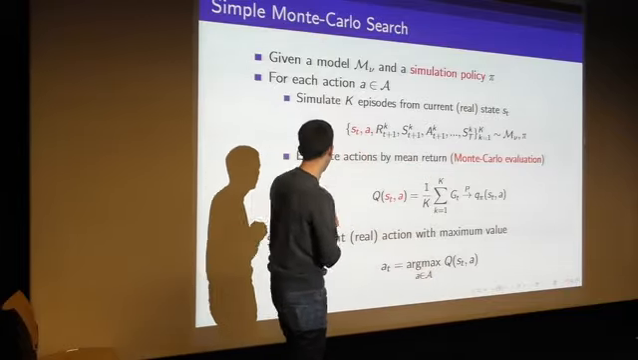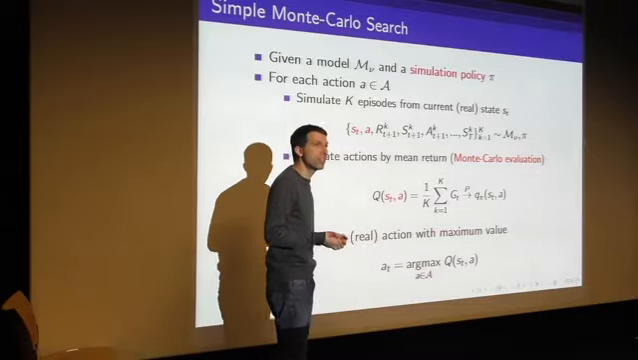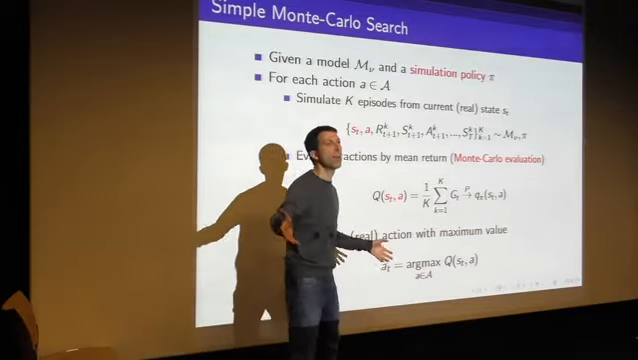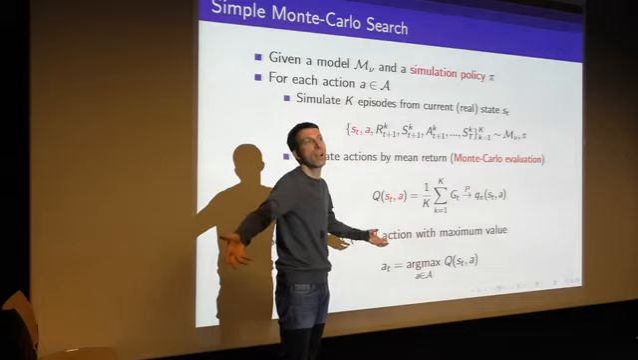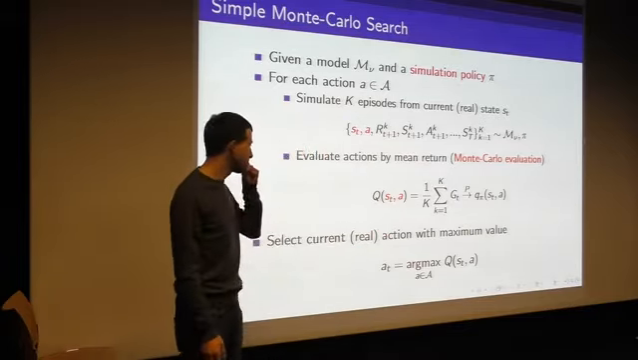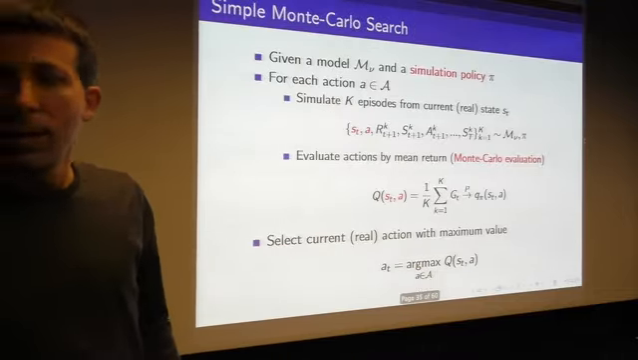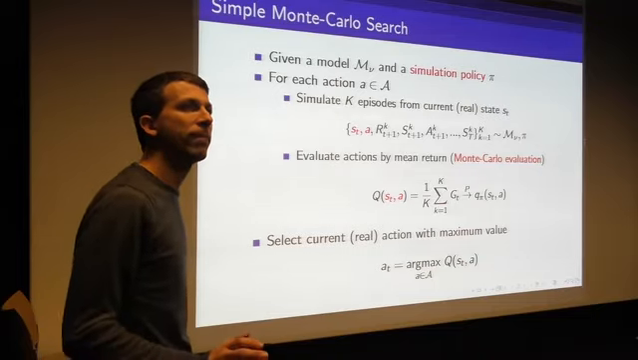And then all we do is pick the real action to take. Now, do I go left or do I go right in the real world? Well, I just pick the one which had the higher mean, the one which did better in my simulations. That's the idea of simple Monte Carlo search. Is that clear? As a method?